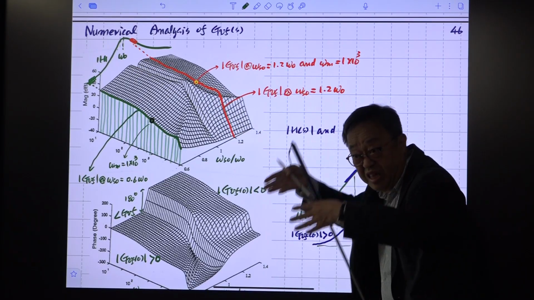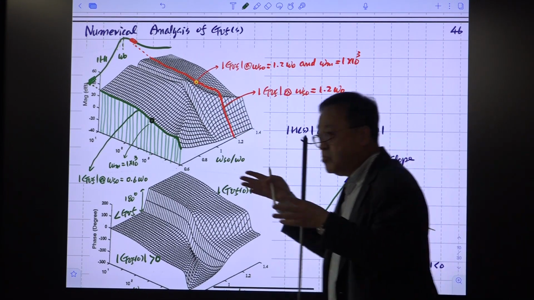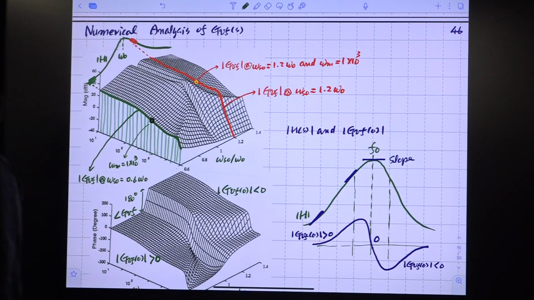We have this big dip here, this dip, big dip. Okay. I cannot remember the word. There is just some special word to describe this.